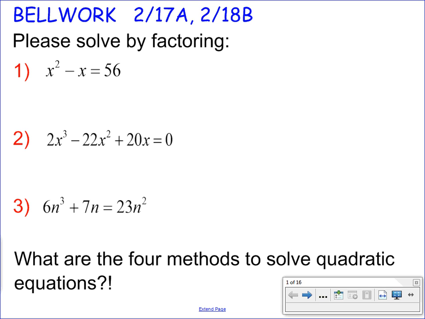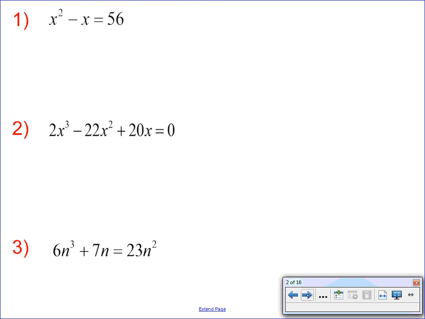Okay, ladies and gentlemen, let's remind ourselves how it is that we solve by factoring, right? So in order to solve by factoring, we first have to arrange the equation in a particular way. So what do I need to do first in number one before I can solve by factoring, Megan? You have to subtract 56 over and set it equal to 0. Good, thank you.